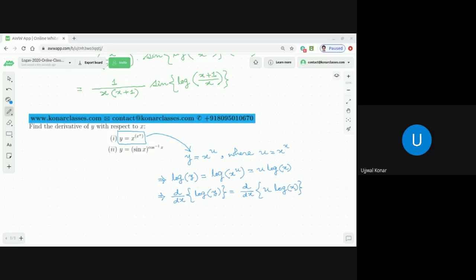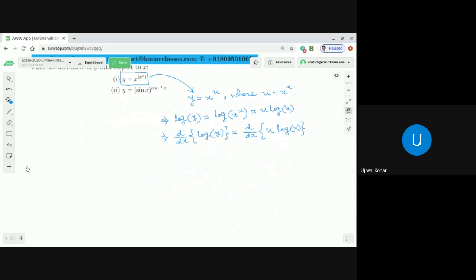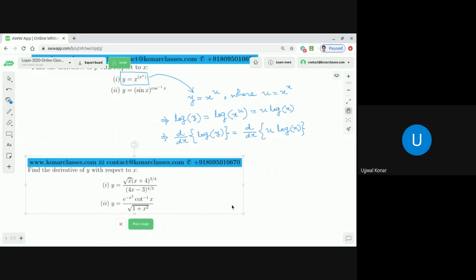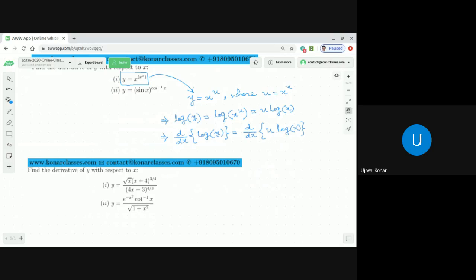What was the next question? Let me bring it here. See, once you start solving with this fundamental understanding clear, you will become very rock solid in solving any differential calculus problem. That is my confidence. Okay, the same thing, u by v rule, right? Take this one.